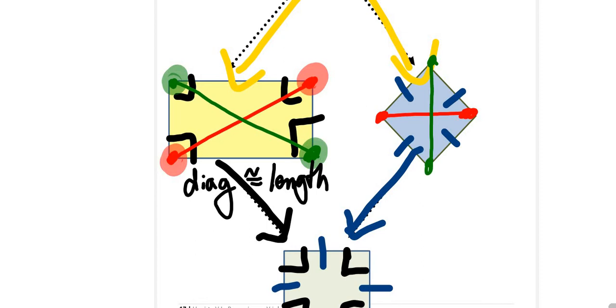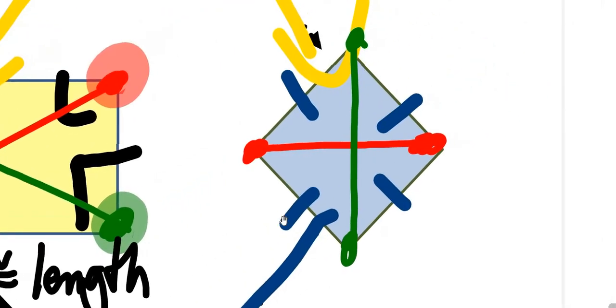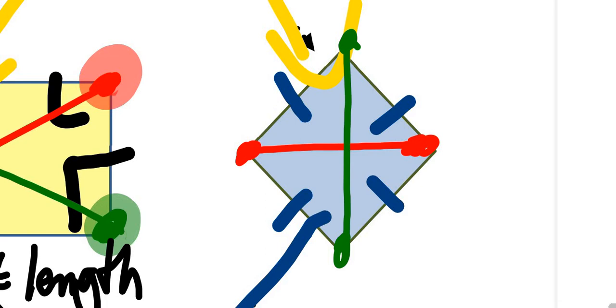Now, the diagonals here are not of equal length. There's a shorter one and a longer one, but they do have a couple unique qualities. The unique qualities in a rhombus is that the diagonals actually do cut these corners in half. That does not happen in a rectangle. It cuts these corners in half.